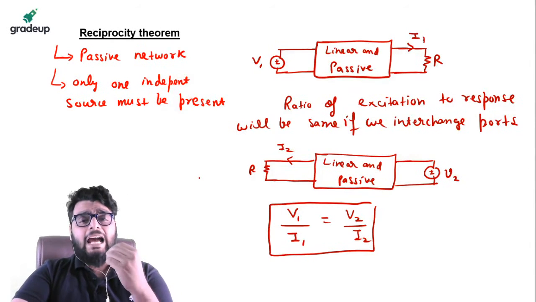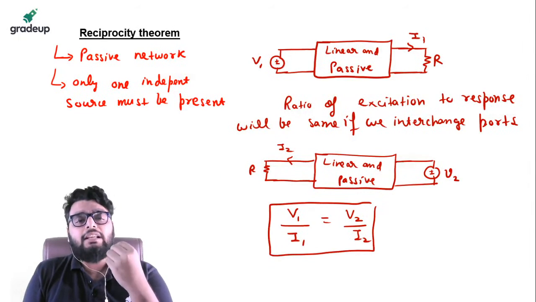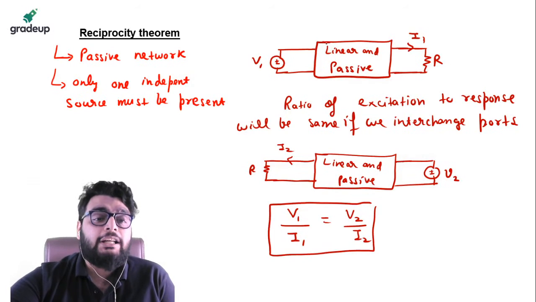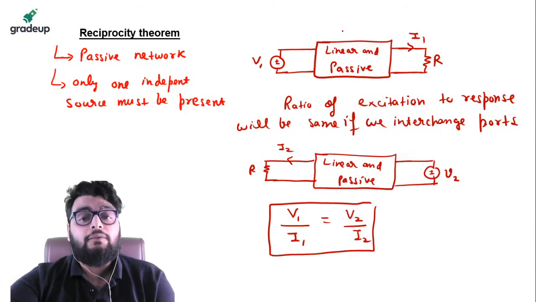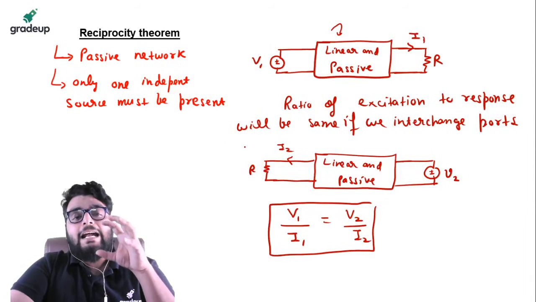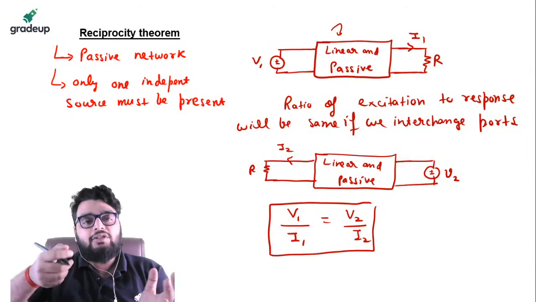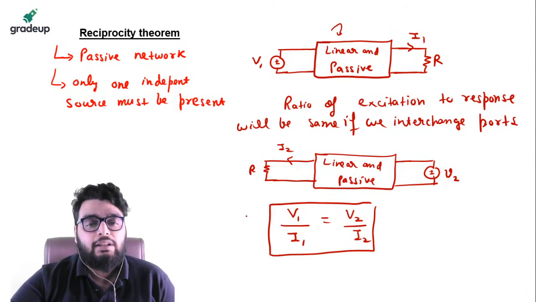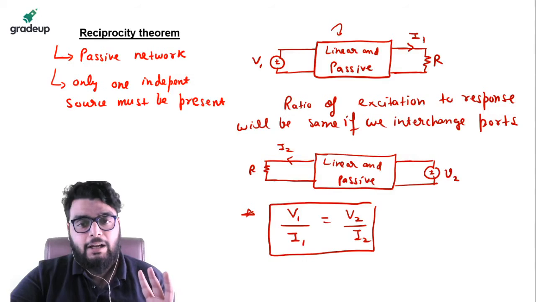Now what is the advantage of this type of theorem? In real life, in this type of theorem, you need not have knowledge of the elements or the configuration inside the network. You just need to know that the network is passive. So if I give you one complex network and I just change the voltage there, then you can find out the output easily by using this particular theorem. But the condition is that the network must be passive. Okay guys, understood this point?